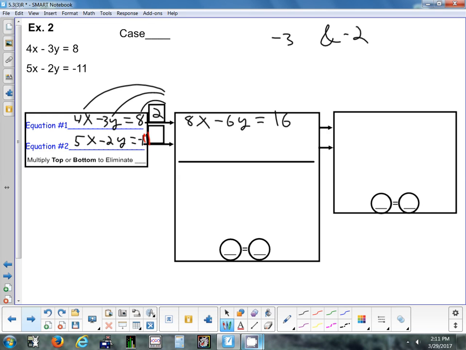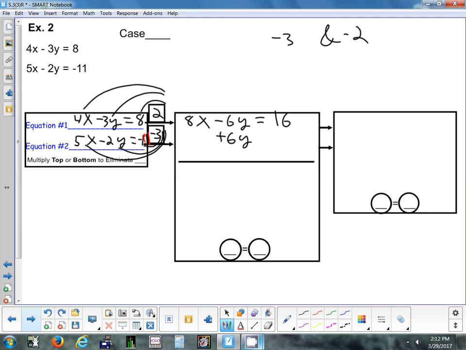Okay, so now that we chose to make the top y a negative 6, we have to make the bottom y a positive 6. So I already know what I want to put right there. It's got to be a positive 6y or they're not going to cancel out. What would I put in this box? Negative 3. Perfect. And now multiply that out to each thing.